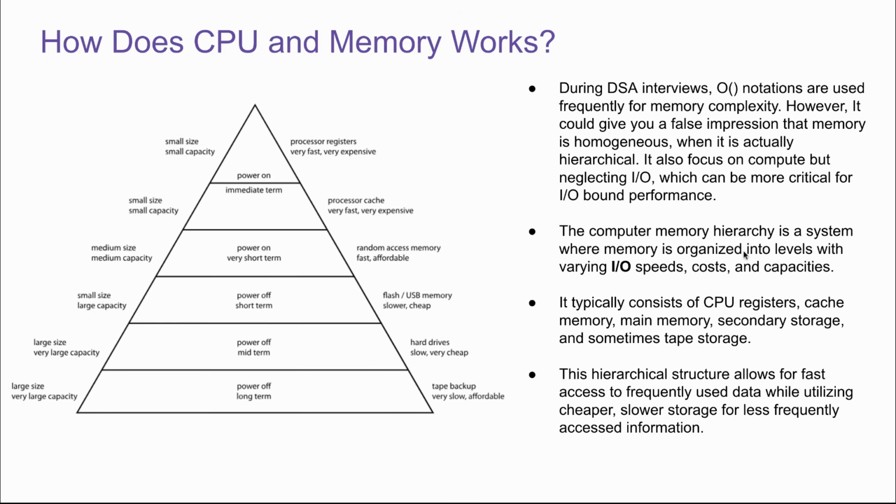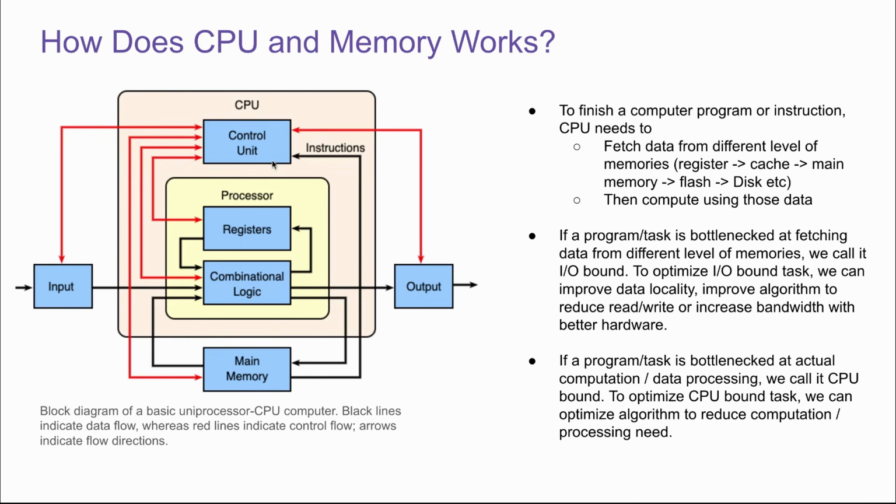Computer memory hierarchy is a system where memory is organized into levels with varying I/O speeds, costs, and capacities. It typically consists of CPU registers, cache memory, main memory, secondary memory, and sometimes also tape storage. This hierarchical structure allows for fast access to frequently used data while utilizing cheaper and slower storage for less frequently accessed information.